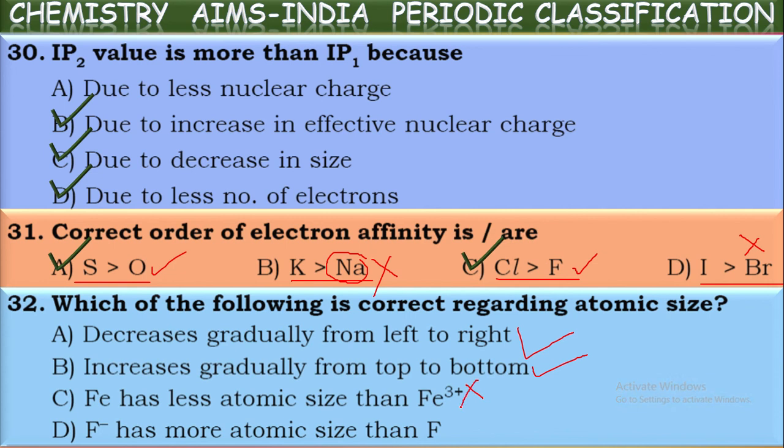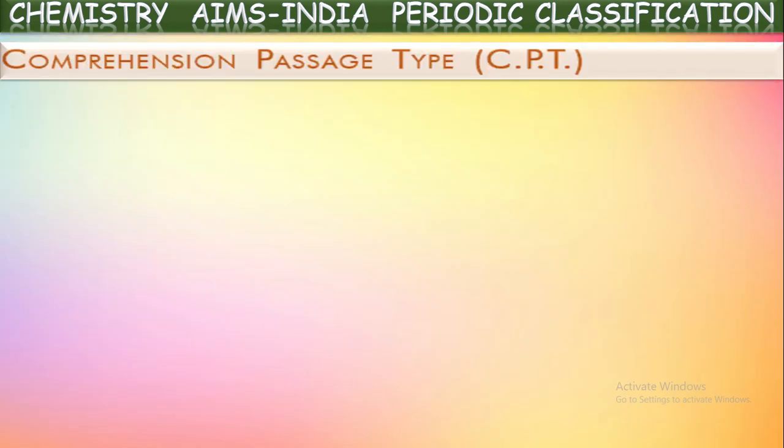Next one, F minus has more atomic size than F. Will it be true? Of course, yes, because F minus means fluorine gained an electron. By gaining electrons, the size of the atom increases. Anions have greater size than neutral atoms because they have extra electrons. Between the already existing electrons and this extra electron, some repulsion occurs. To overcome the repulsions, the size of the outermost orbital bulges a little. Electrons move a little away from the nucleus to minimize the repulsions between them, and hence size increases. So F minus has greater size than F. So this is also a correct statement. Now what will be the correct answer for this question? A, B, D. Right?